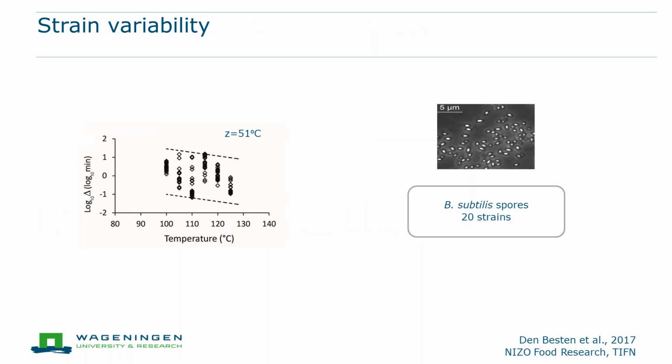So we all know that microbes are not all the same, and because we do not know which strains we will have in our product, we have to address strain variability. And how can omics then help to better characterize strain variability? A good example of strain variability is the diversity we have seen for Bacillus subtilis strains. Together with NIZO food research, we characterized the heat resistance of spores of 20 different Bacillus subtilis strains. And this is what you can see in the left figure, the log D value as a function of temperature. And when we then calculated the average Z value of the spores based on all 20 strains, we got a very high Z value of 51 degrees Celsius.